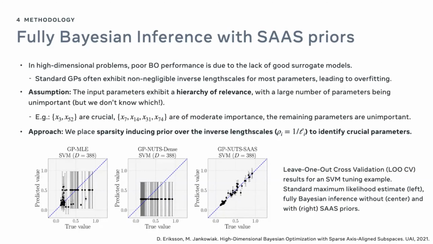And basically, the upshot is that if you compare the model fit to the right, which is using the sparse axis-aligned subspace prior, SAAS, with fully Bayesian inference, you get a very decent model fit, whereas either a standard maximum likelihood estimate or a fully Bayesian inference without the sparsity prior basically just fail and predict the mean. And this is in almost 400 dimensions, an example with an SVM model. So this is how we deal with the high-dimensional search space.